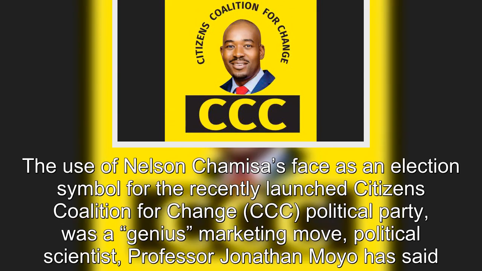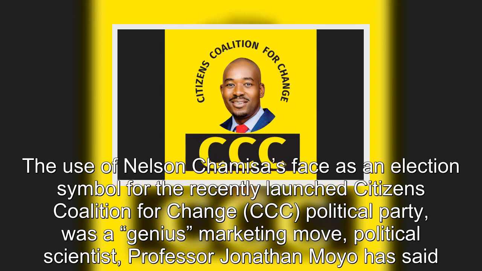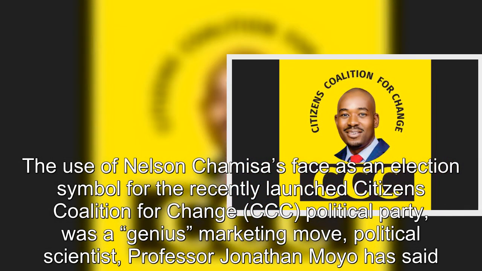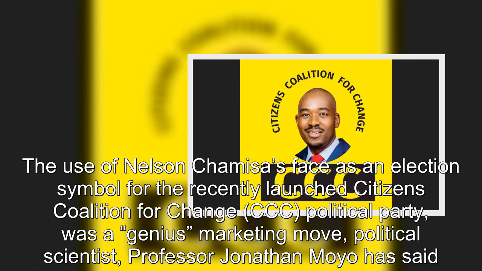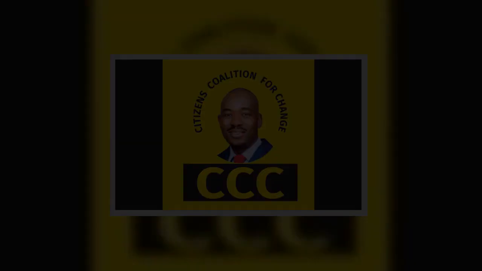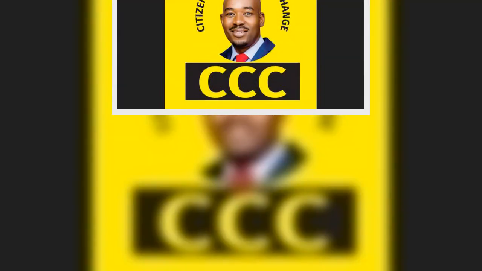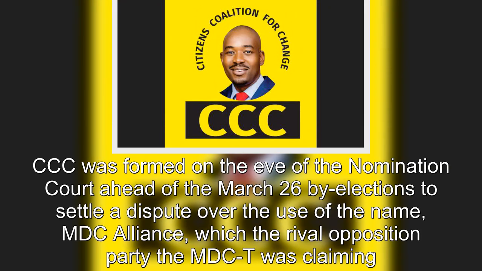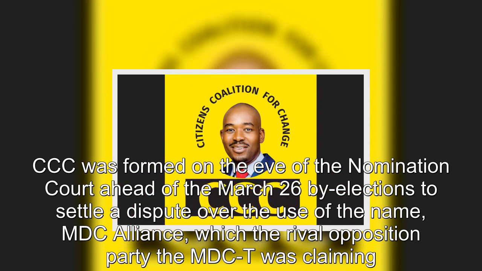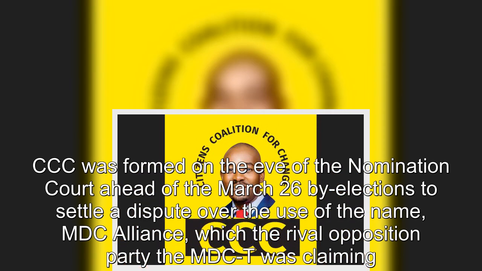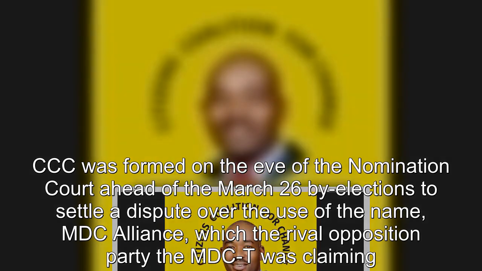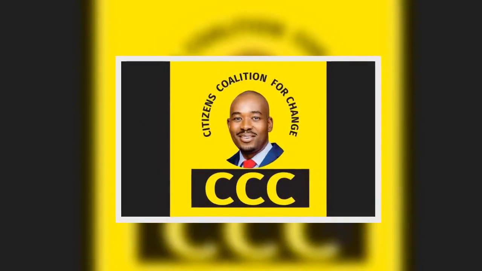The use of Nelson Chamisa's face as an election symbol for the recently launched Citizens Coalition for Change (CCC) political party was a genius marketing move, political scientist Professor Jonathan Moyo has said. CCC was formed on the eve of the nomination court ahead of the March 26 by-elections to settle a dispute over the use of the name MDC Alliance, which the rival opposition party, the MDC-T, was claiming.